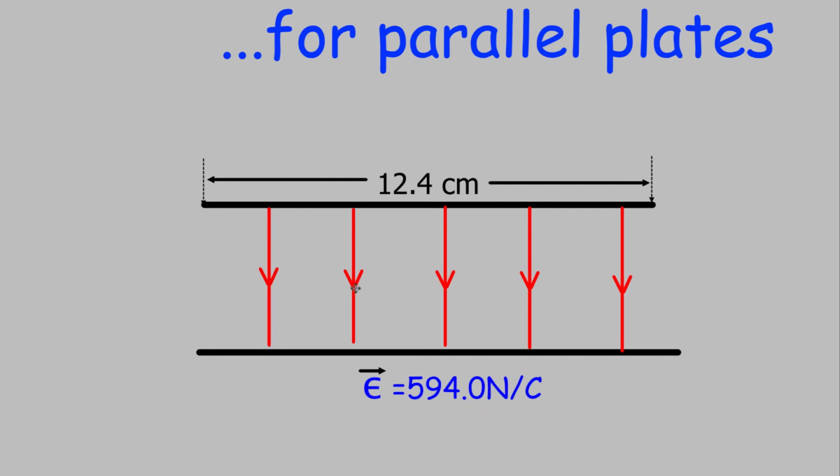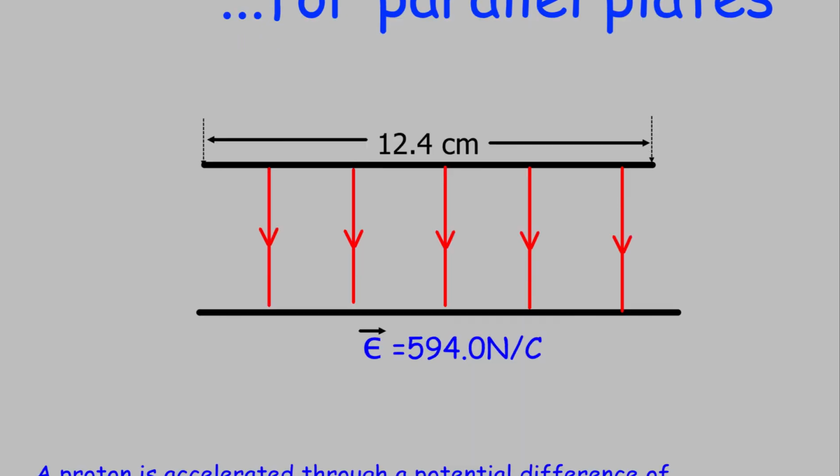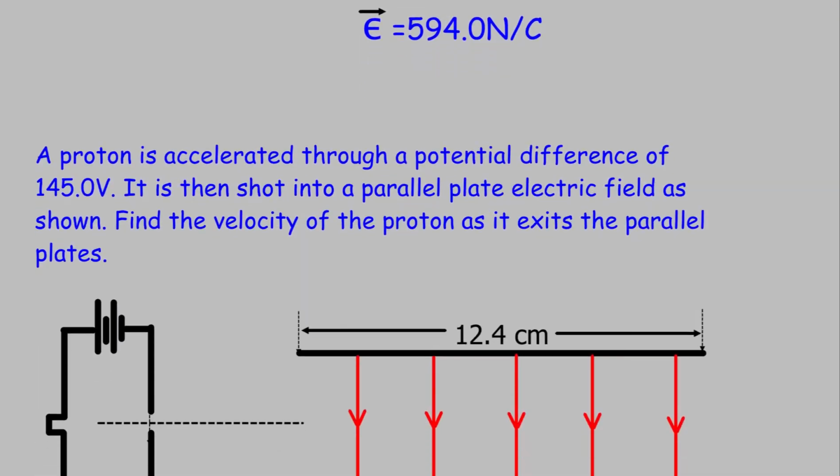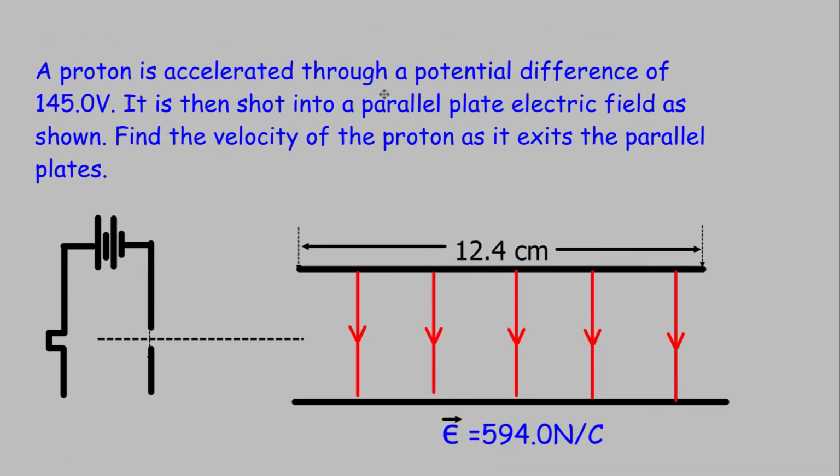The red arrow pointing down is showing the direction of the electric field, and that means that the top plate is going to be positive, the bottom plate is going to be negative, and we know that the electric field in between parallel plates is a uniform electric field. So we're going to be firing a proton accelerated through a potential difference of 145 volts. That's this setup right here. It's then going to be shot into these parallel plates, and we want to find the velocity of the proton as it exits the parallel plates over on this side.